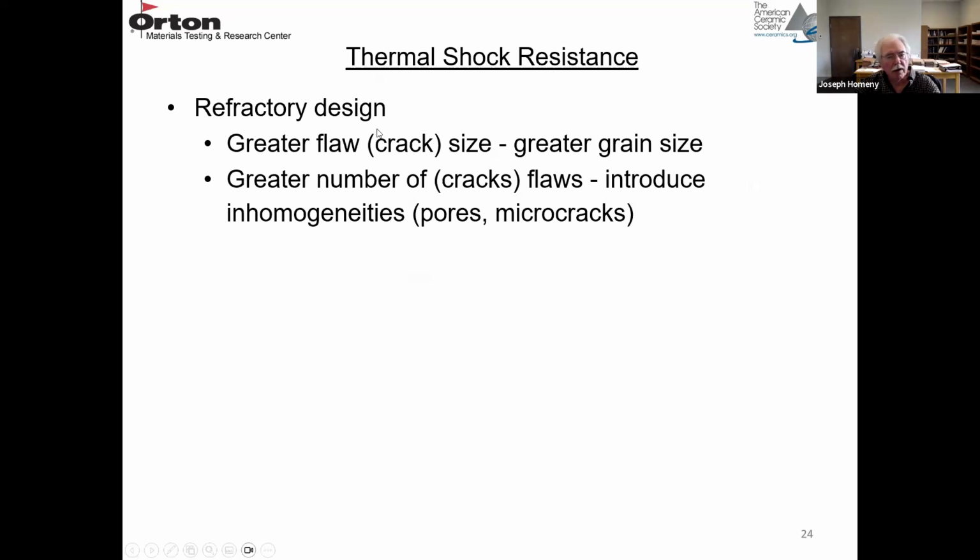So in designing a refractory, you want greater flaw size, greater crack size, so you have large grain size aggregates. Most refractories have grain sizes on the order of a quarter inch, some quite larger. You want a greater number of cracks or flaws, so you introduce inhomogeneities in the microstructure. Porosity is important, and microcracks. So refractories tend to have large grain size, high pore concentration, and a high microcrack density.